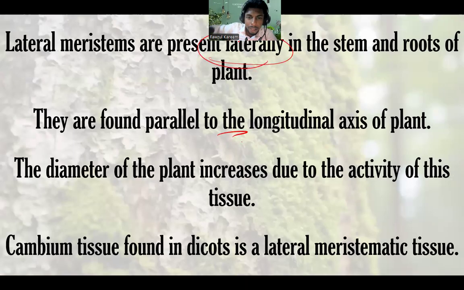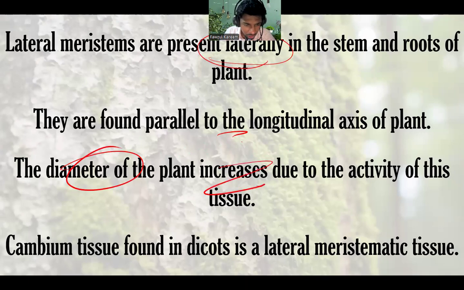The lateral meristem is found laterally. What is laterally? Laterally means at the side, along the edge. So they are present laterally to the stem, and you know that one. And the diameter increases due to the activity of this tissue.